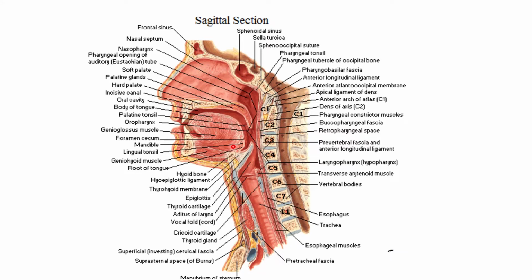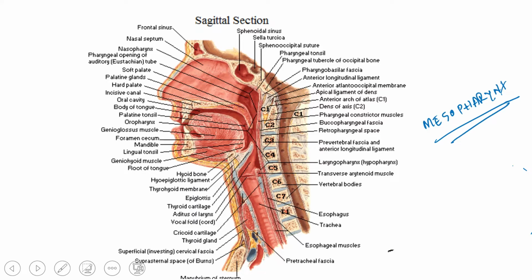Moving on to the oropharynx. As I have already told, the oropharynx lies behind the oral cavity, and it is also called the mesopharynx. So this oropharynx, or the mesopharynx, has an anterior wall, a posterior wall, a floor and lateral walls.